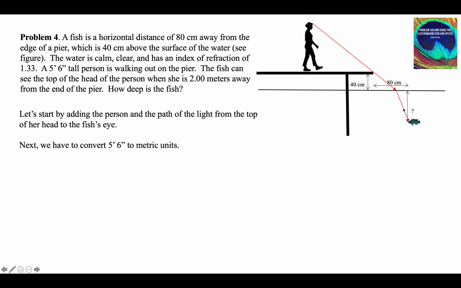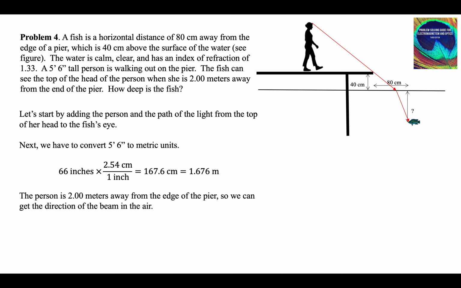Now we have to do some geometry. First of all, we've got to convert this 5 foot 6 inch to metric units. 5 feet is 60 inches, so 5 foot 6 is 66 inches. There are 2.54 centimeters in an inch, so that's 1.676 meters. The person's 2 meters away from the edge of the pier and 1.676 meters tall, so we can get the direction of the beam in the air.